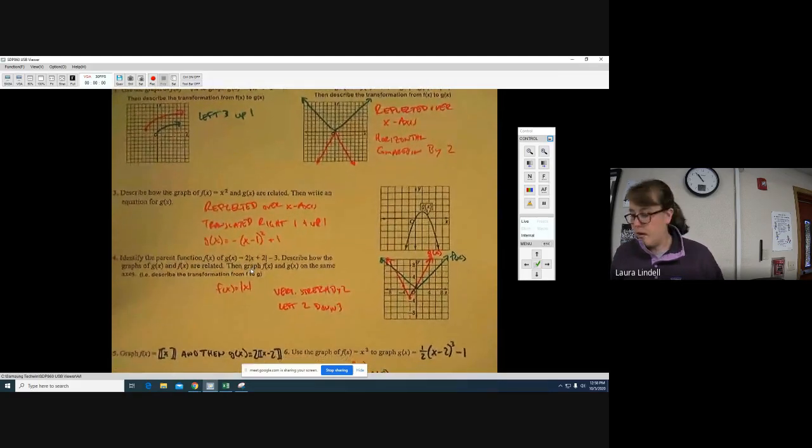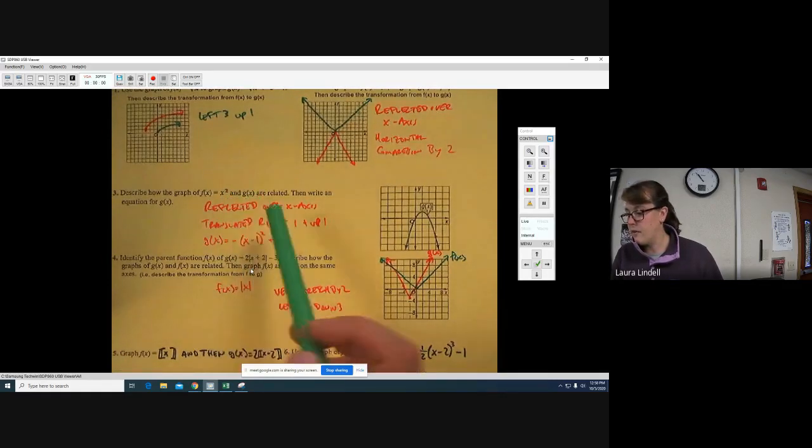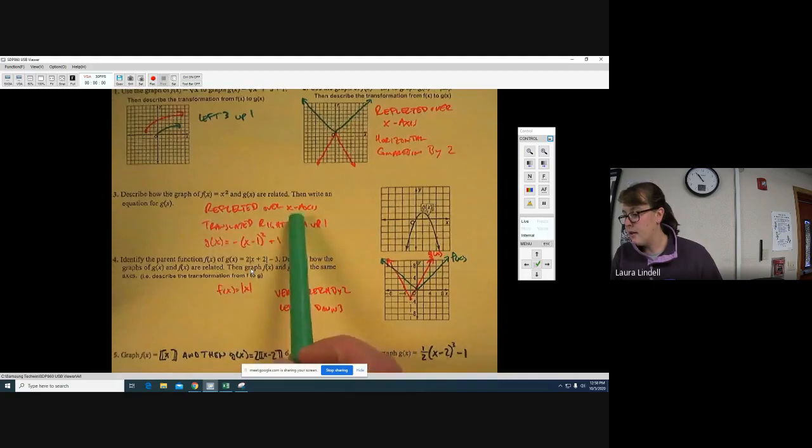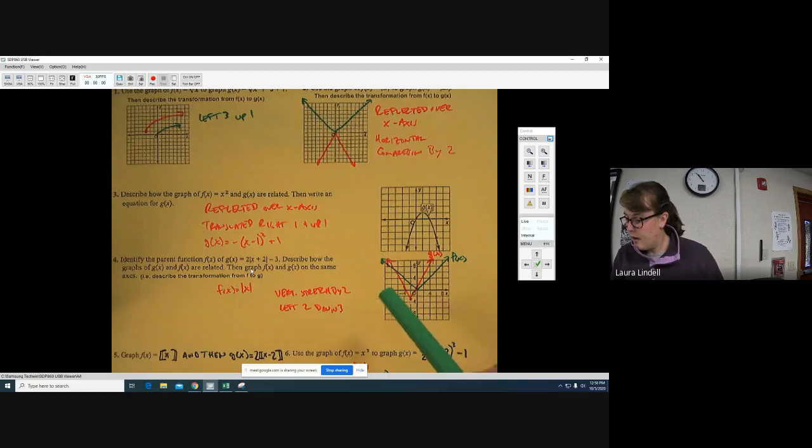And then let's see, the graph of f of x equals x squared, and then g of x, how they're related: reflected over the x-axis, and then it's translated right 1 and up 1. And then it would be g of x equals negative, parentheses, x minus 1 squared, plus 1 on the outside. Number 4, it was vertically stretched by a factor of 2, and then it was moved left 2 and down 3. So this pink function would be the new one. The green function is the original.